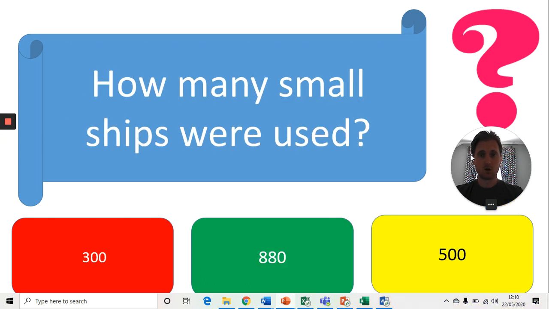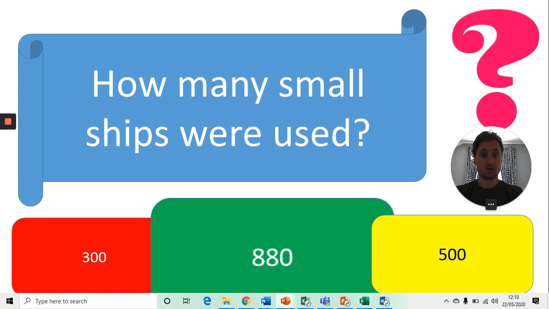Number 2. How many small ships were used for the evacuation of Dunkirk in Operation Dynamo? Was it 300, 880, or 500? So have a think. I'll give you 5 seconds. 5, 4, 3, 2, 1. It was 880. So congratulations if you got that right, and congratulations if you're at 2 out of 2.